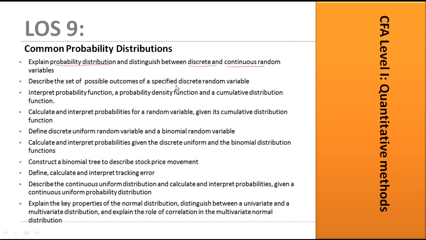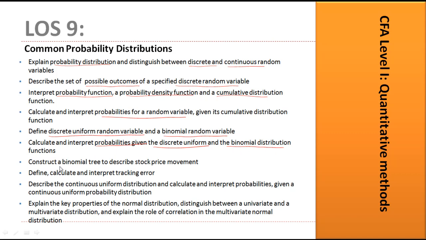Then for specified discrete random variable, we will look at the possible outcomes. We understand the probability function, probability density function, and the cumulative distribution function. Then we look at the interpretation of probabilities for a random variable. We will define the discrete uniform random variable and binomial random variable. We will understand the probabilities given the discrete uniform and binomial distribution functions.